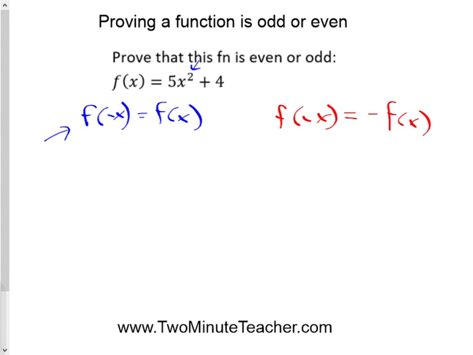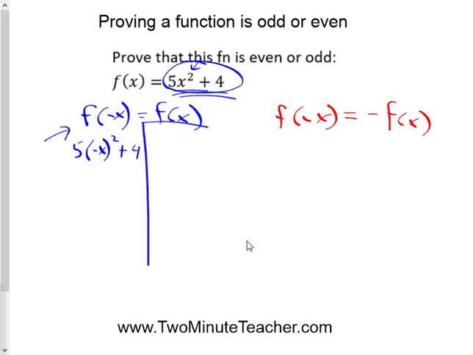So all I have to do is put in f of negative x, as in stick a negative x into this function. Now, I like to do it in a two-column proof like this format. And I stick in negative x into the function, and I put it right here, 5, and instead of x, I put negative x squared plus 4. And then f of x is over here, and so I'm going to put f of x, 5x squared plus 4, right there. And if these come out exactly equal, then I've proven that they are even.